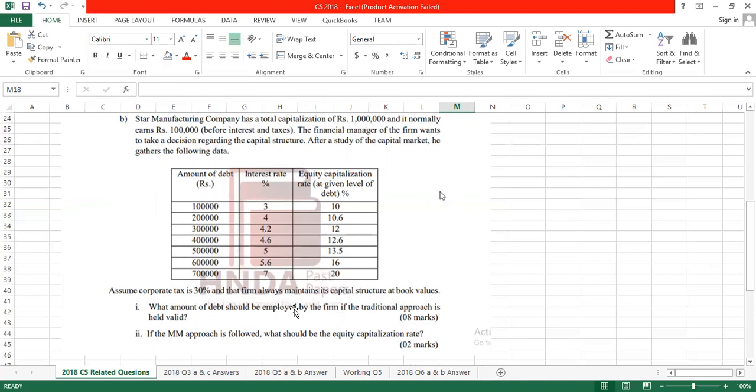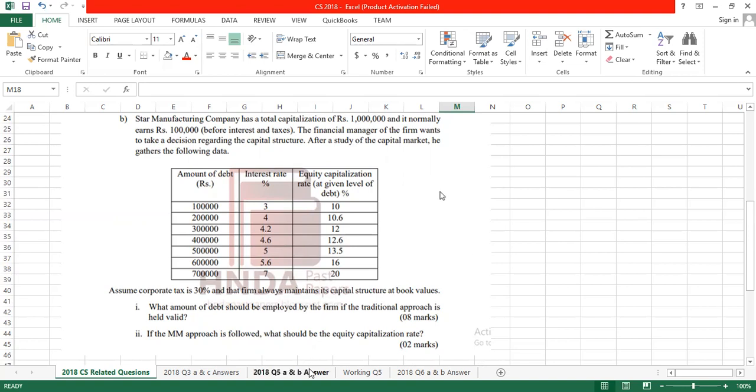That means the best mix of debt and equity financing that maximizes the company's market value or minimizes the weighted average cost of capital. So we want to calculate the weighted average cost of capital. Then we decide which is the best mix of debt and equity. Let's see how to calculate the weighted average cost of capital.